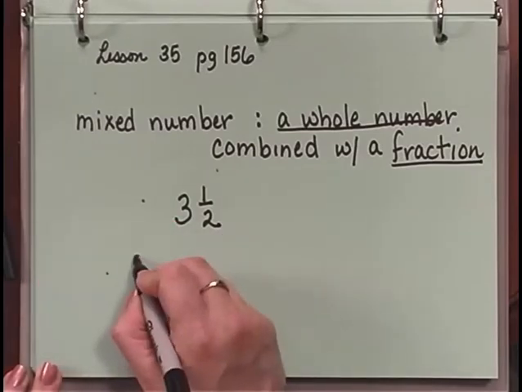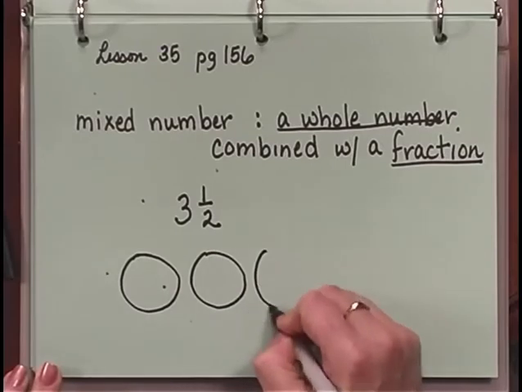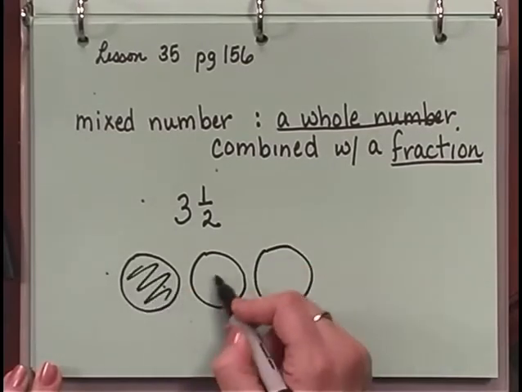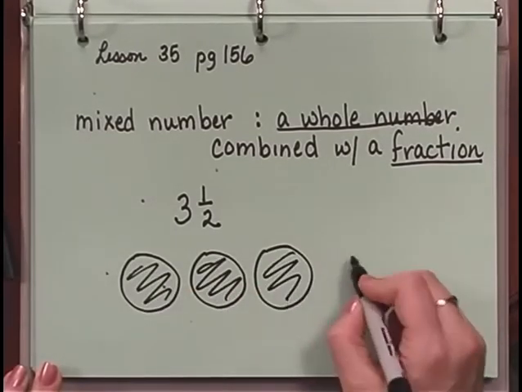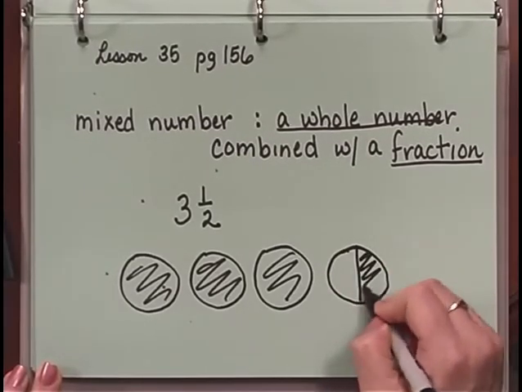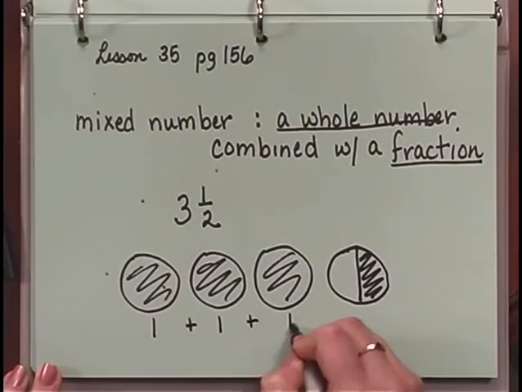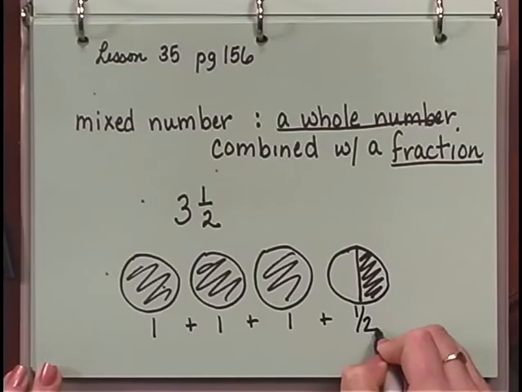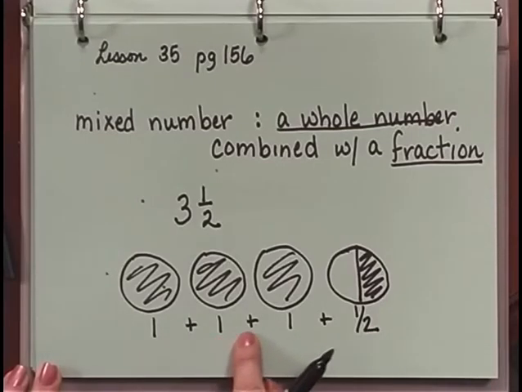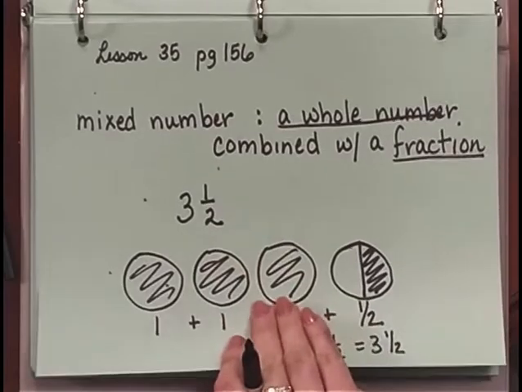To illustrate this using diagrams, I would draw 3 whole circles, which are all shaded, representing that I have 3 wholes. And then the last circle I would divide into 2 equal halves and shade half. So this is 1 plus 1 plus 1 plus 1/2. Or 1 plus 1 plus 1, that's 3 wholes, plus a half, or 3 1/2, like that. Okay, let's look at example number 1.